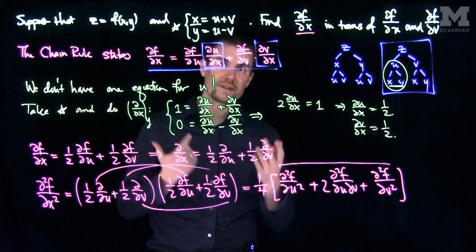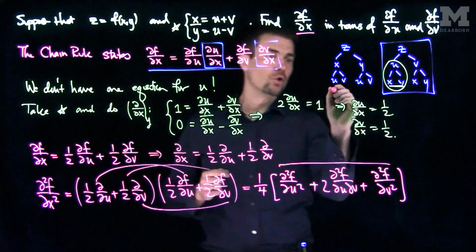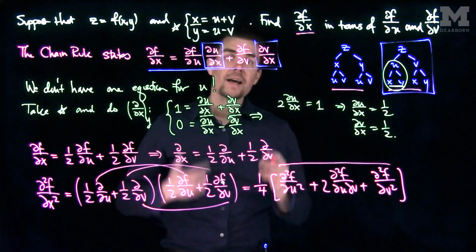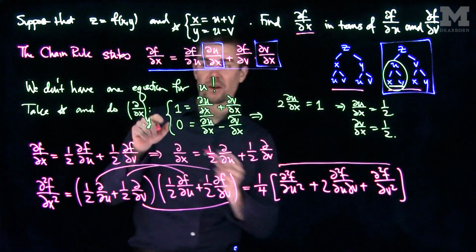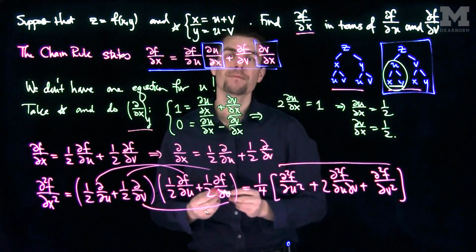So we've seen that if we want to use the chain rule, the choice of tree matters greatly. And once you choose the tree, be very careful with your partial derivatives because some of them are actually constrained partial derivatives. Thank you very much.